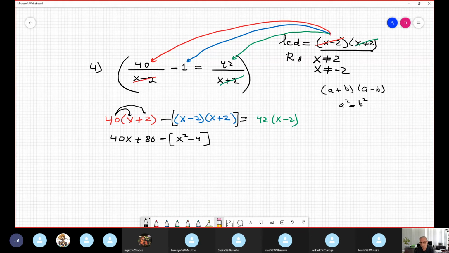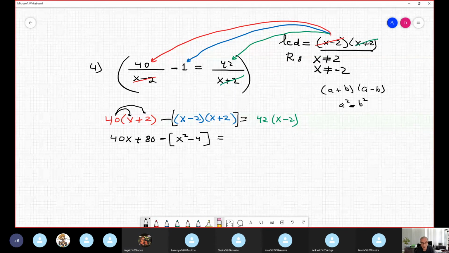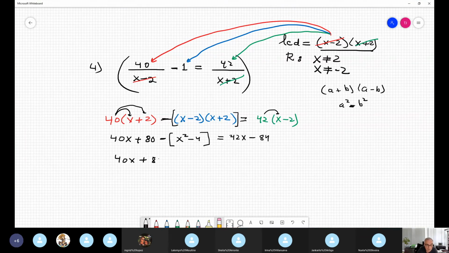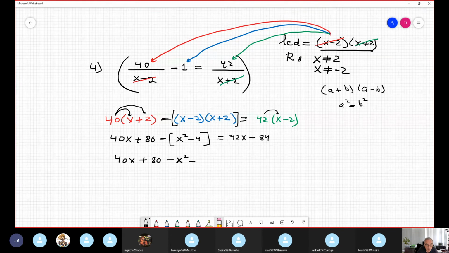Yes or no? Do you see that or no? If you don't see, don't worry. Yes. Okay. Now 42x minus 84, no? 84. Okay, 42 times 2. What is the reason I put the bracket here? Because this minus affects everything inside this expression. So my expression is 40x plus 80 minus x squared plus 4, negative, positive, equal 42x minus 84.